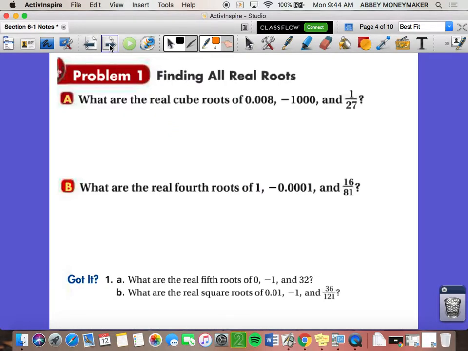So let's put this into practice here on problem number 1. It says, what are the real cube roots? Cube roots, that's essential here for the following problems. So we have 3 questions that we need to answer here. So we have the cube root, that means my index is 3.